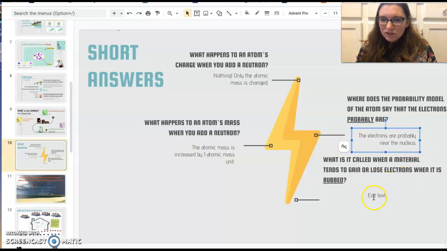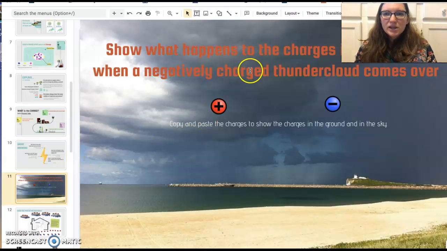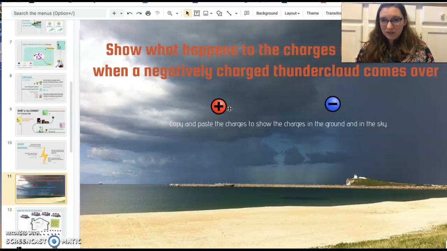What is it called when a material tends to gain or lose electrons when it is rubbed? Triboelectric. It means it is triboelectric. Okay, so show what happens to the charges on the ground when a negatively charged thundercloud comes over. So this is that idea of why something charged is attracted to something neutral.